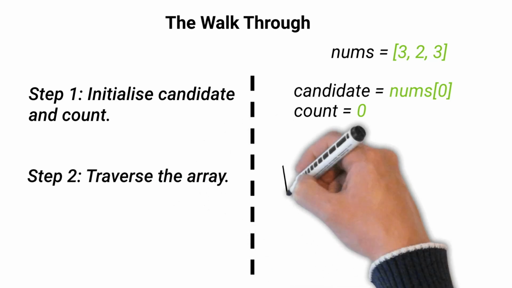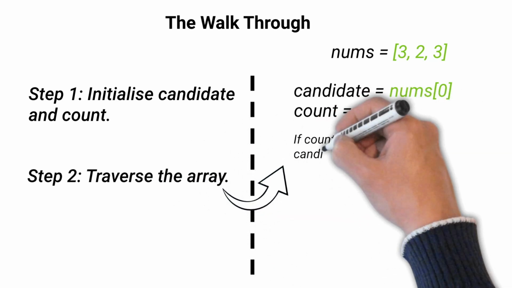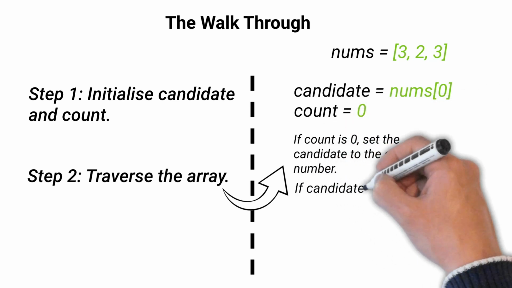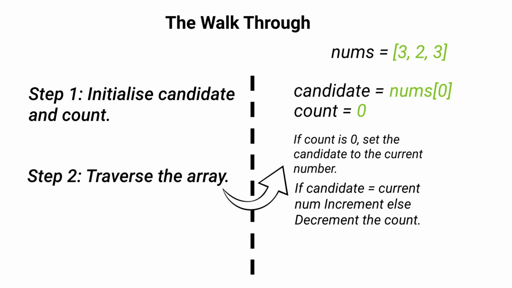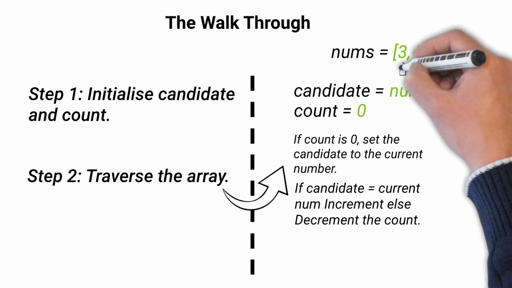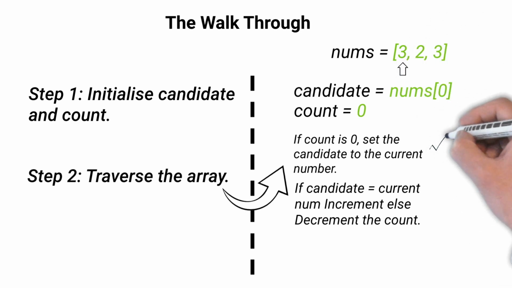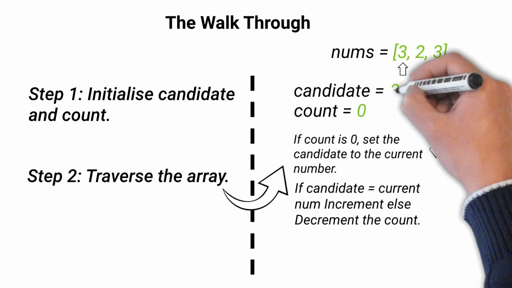Step 2. Traverse the array and apply the following logic. If count is 0, set the candidate equal to the current number. If candidate equals the current number, increment, else decrement the count. Starting at 3, count is 0, so set the candidate equal to 3, and then increment the count.